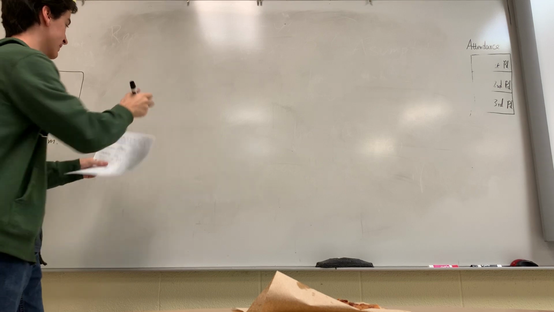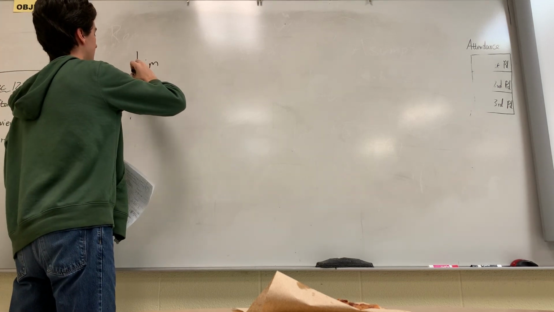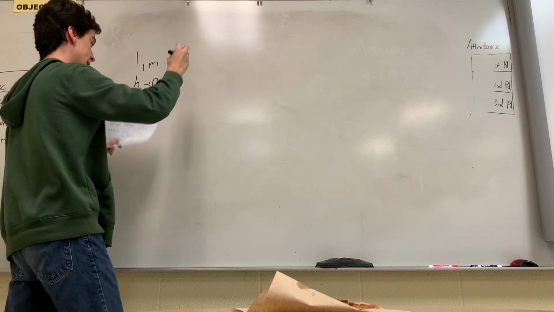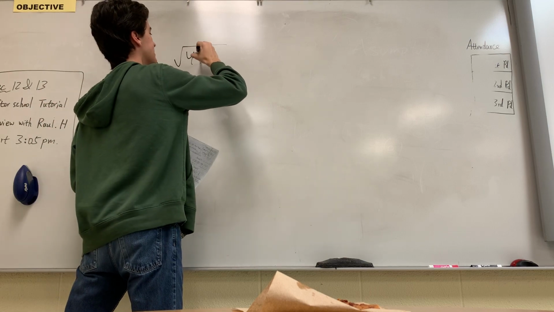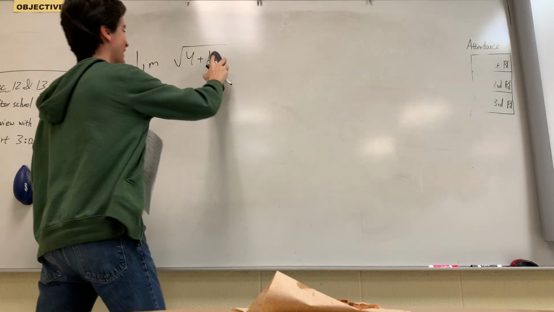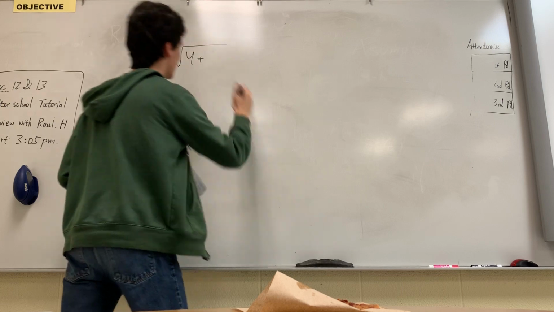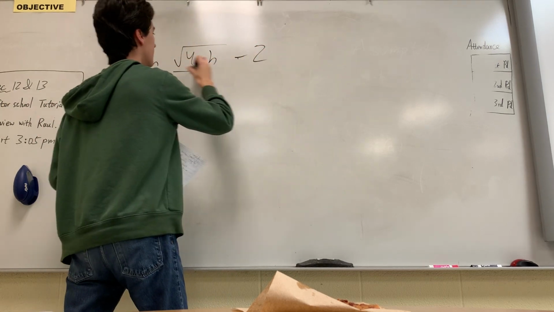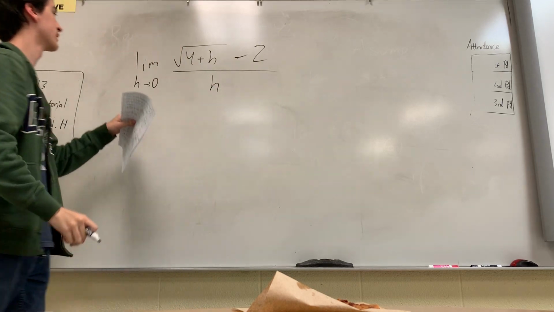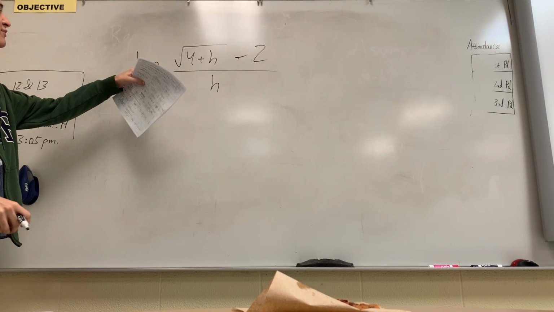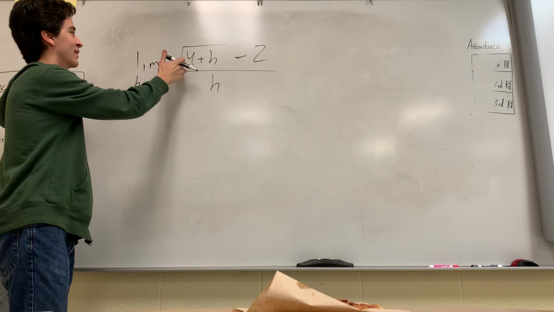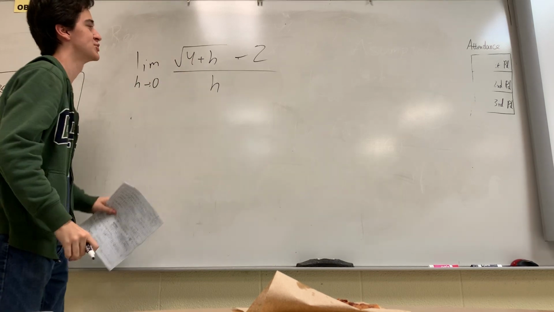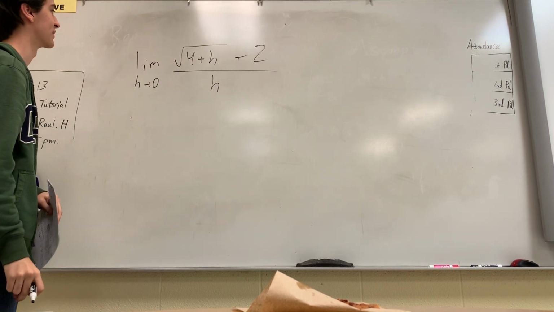So if we have something like this, the limit as h approaches 0 of the square root of 4 plus h, that's the thing we're looking at right now, minus 2, divided by h, right? I would have no idea how to do this. Maybe we could try the conjugate, but that's going to be too much work because I already know the right way to do this, right?